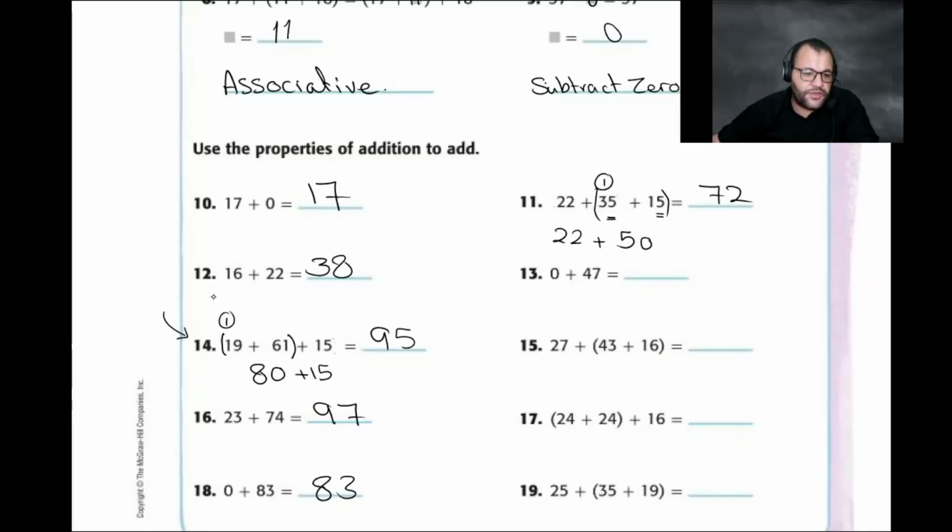So who can solve the next one? Ahmed Usama? Yes. Question number 13. 47. Thanks. We need question number 15. Ayat Yahya. Yes. Question number 15.